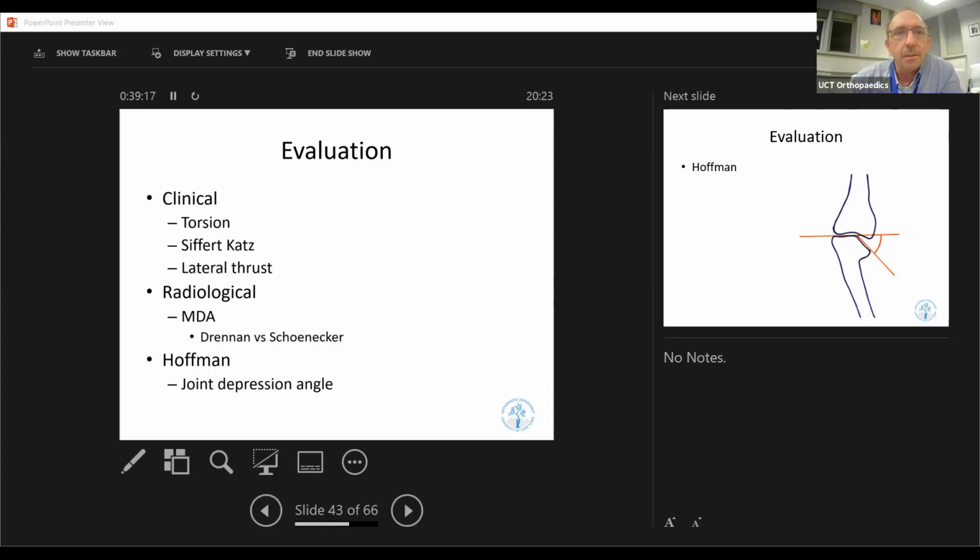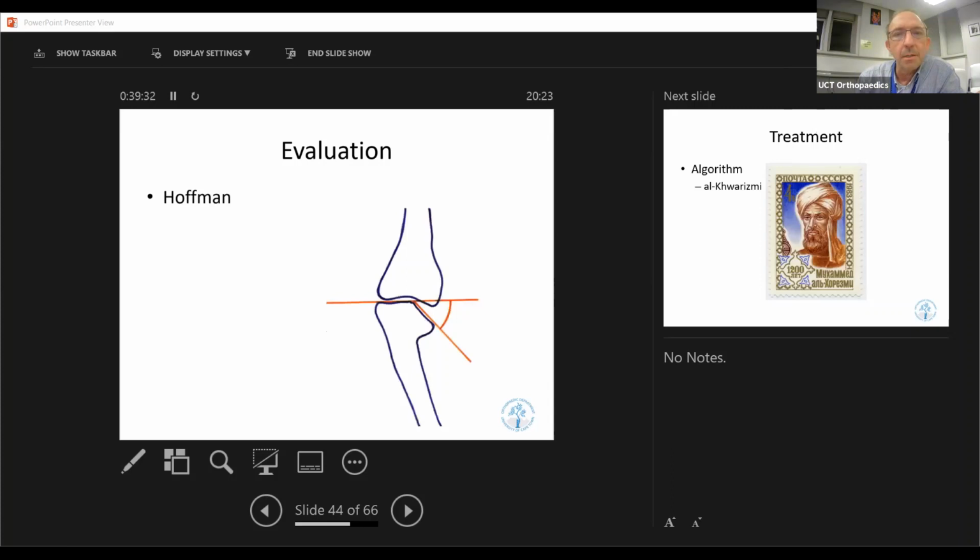And into that, then, you get the impression that the tibia is falling into that gap. Radiologically, I've talked about the MDA, the Drennan angle versus Perishunicus angle. Then Hoffman, in his article, also wanted to look at, in infantile Blount's, to what degree the medial tibial plateau was deviated from where it should be.